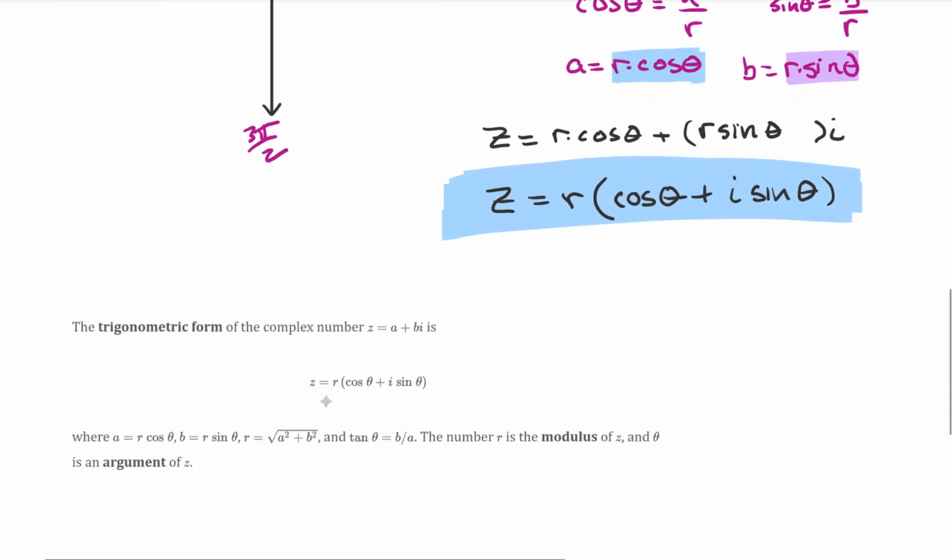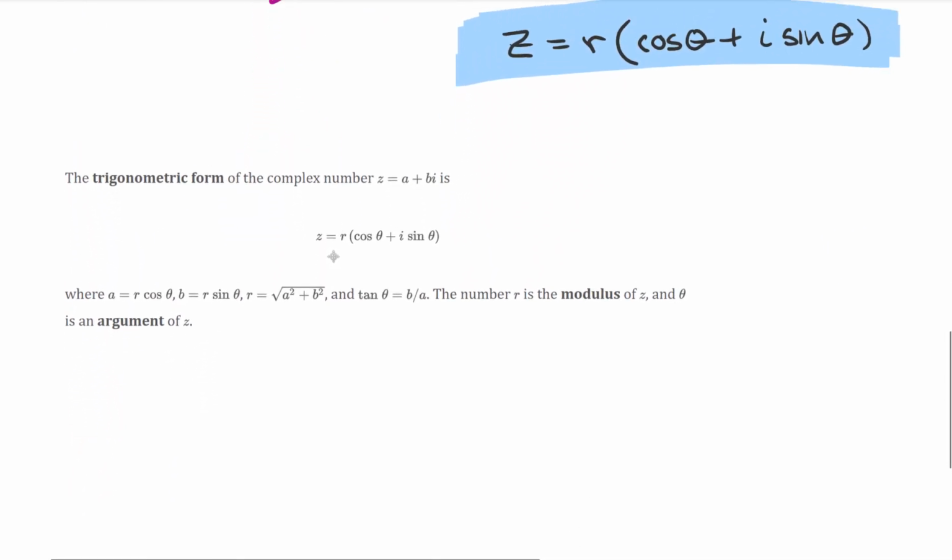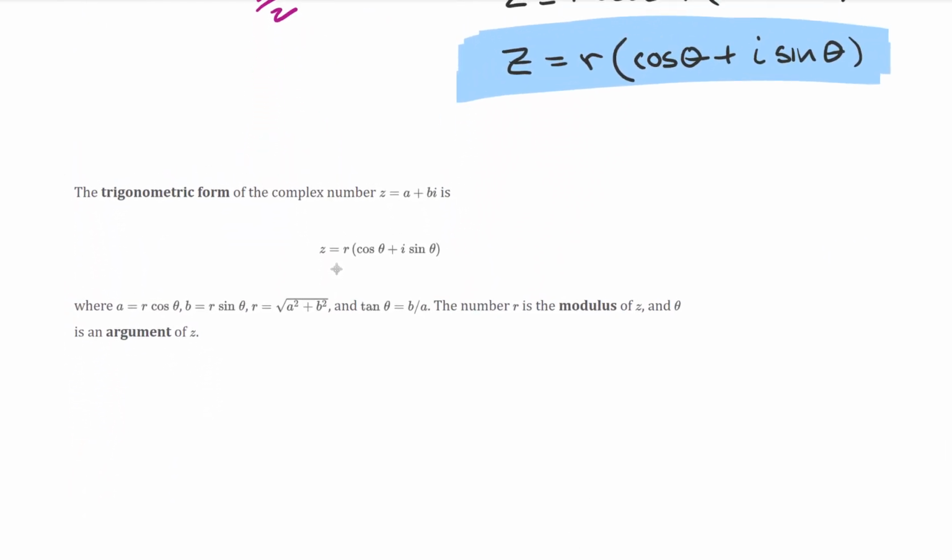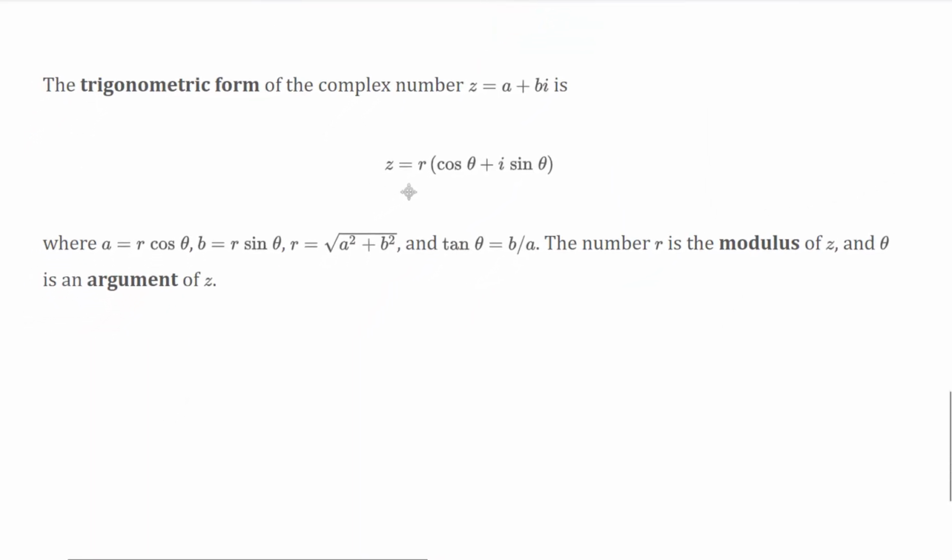Now here's your book's way of writing it. Where we say that Z is equal to A plus BI, we can also write it in the way we just showed. But as we continue to look inside of here, it says that A is equal to R cosine of theta, B is equal to R sine of theta, and that A squared plus B squared equals C squared.